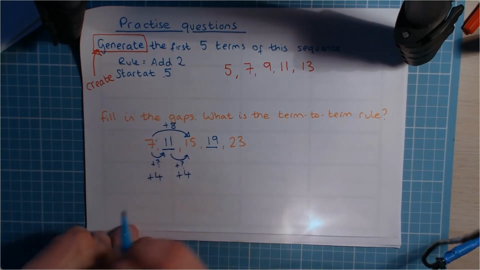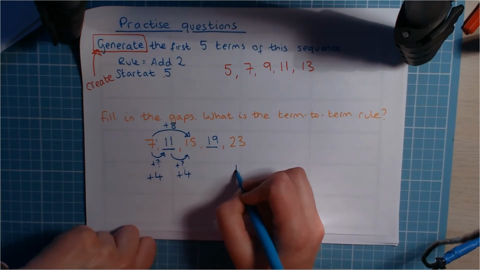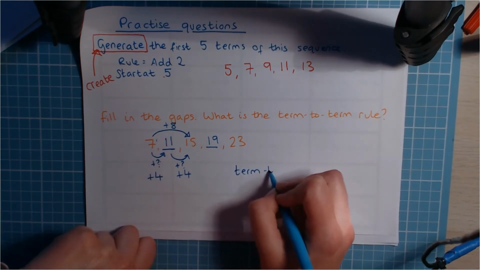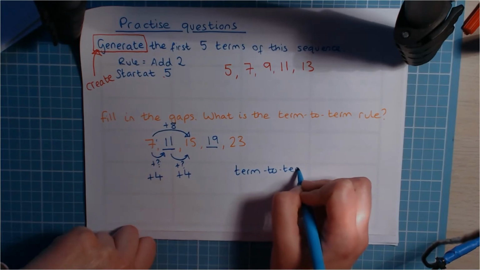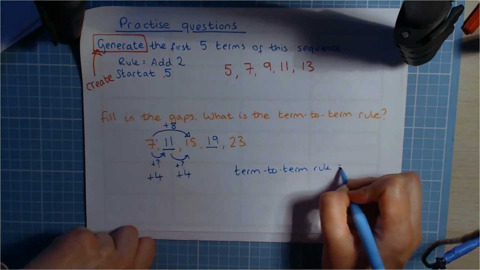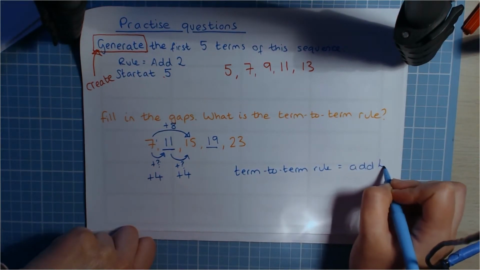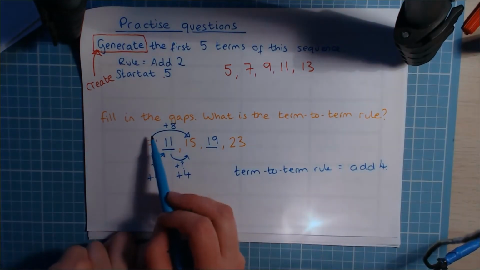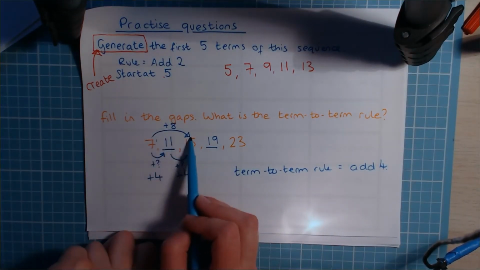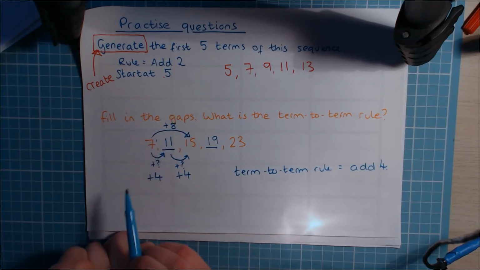So we filled in the gaps, and the term-to-term rule is to add 4. Okay, and did you see what I did there? We found out this one here all the way over with the gap in between, and we halved it because there was that extra one.